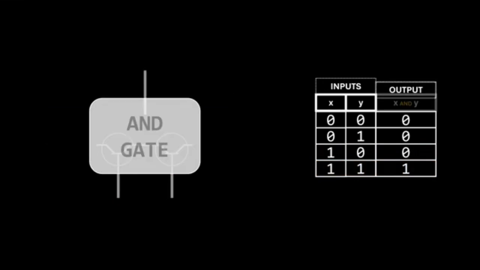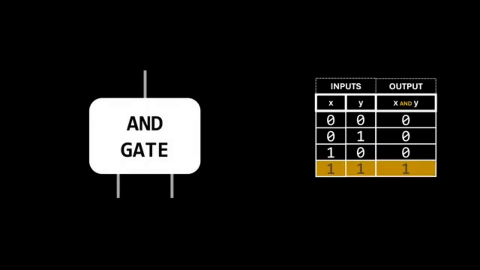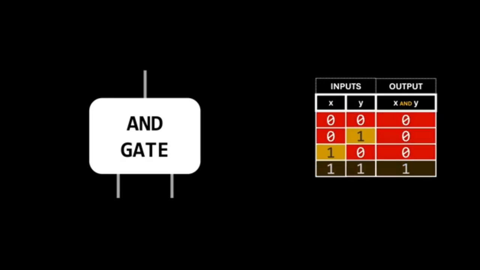This is known as an AND gate. An AND gate outputs a value of 1 if and only if both inputs are 1. Otherwise, the output will be 0.